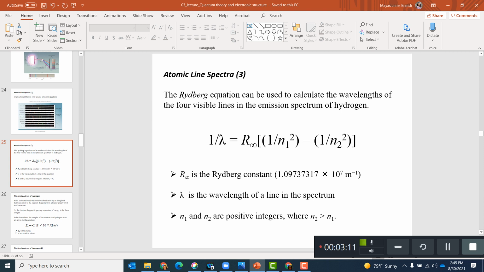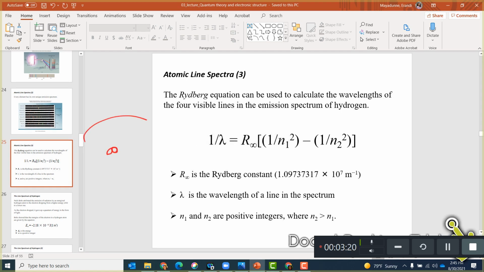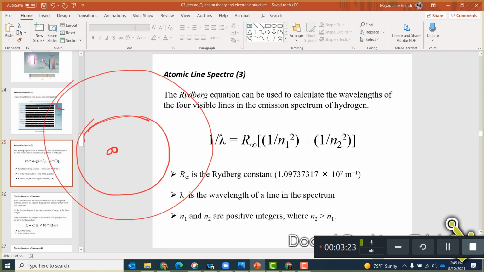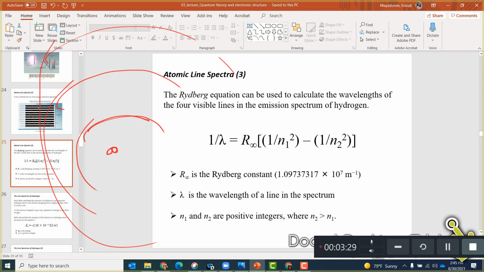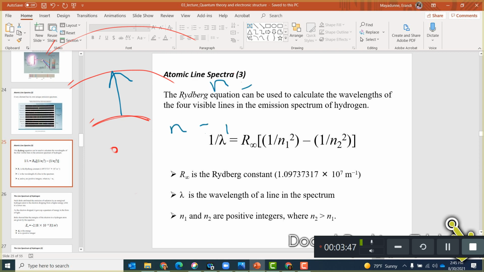N2 is bigger. So if I draw here, this is my atom, and one orbit goes like that, and like that. Think about I erase it like this, so it's easiest for you to understand. So this is what I drew, and this is the transition. I'm asking you to find the energy for this transition. I know N equals 1 and N equals 2. So here N2 is bigger. The bigger number is N2.